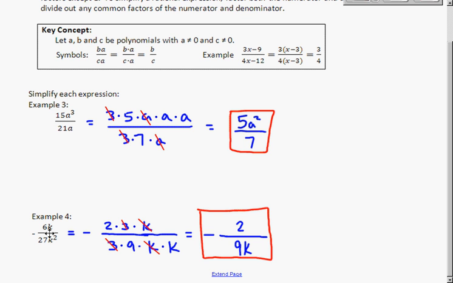Here it is, all the way across that problem there. This will conclude lesson 50, 9-2, simplifying rational expressions.